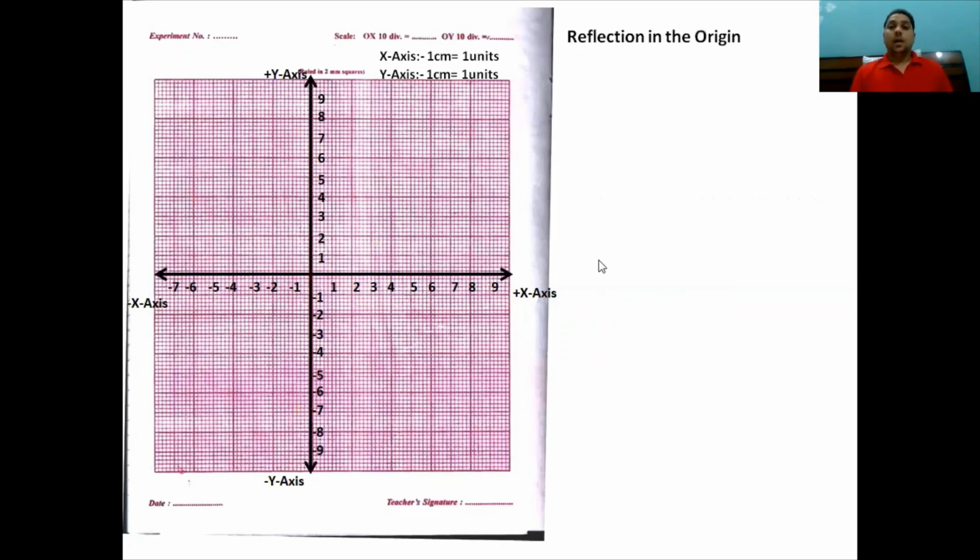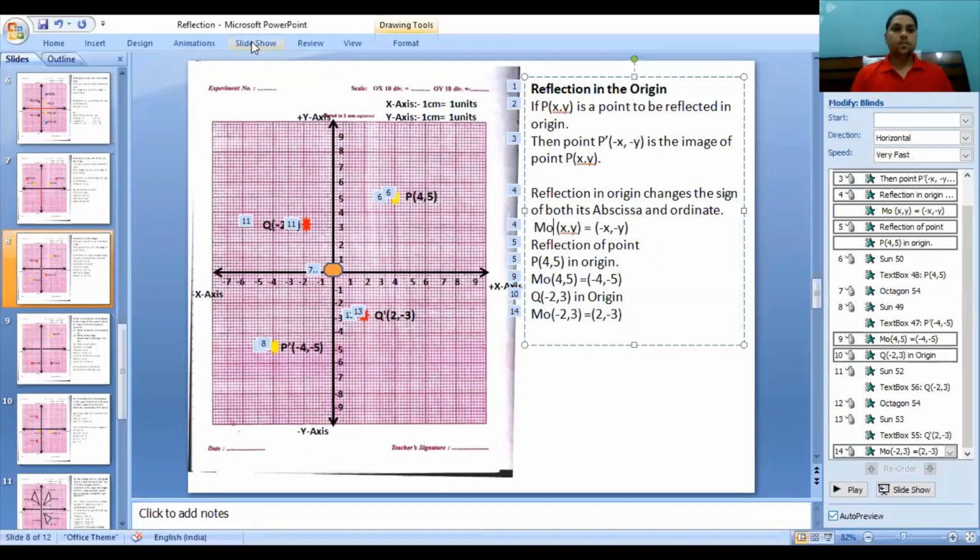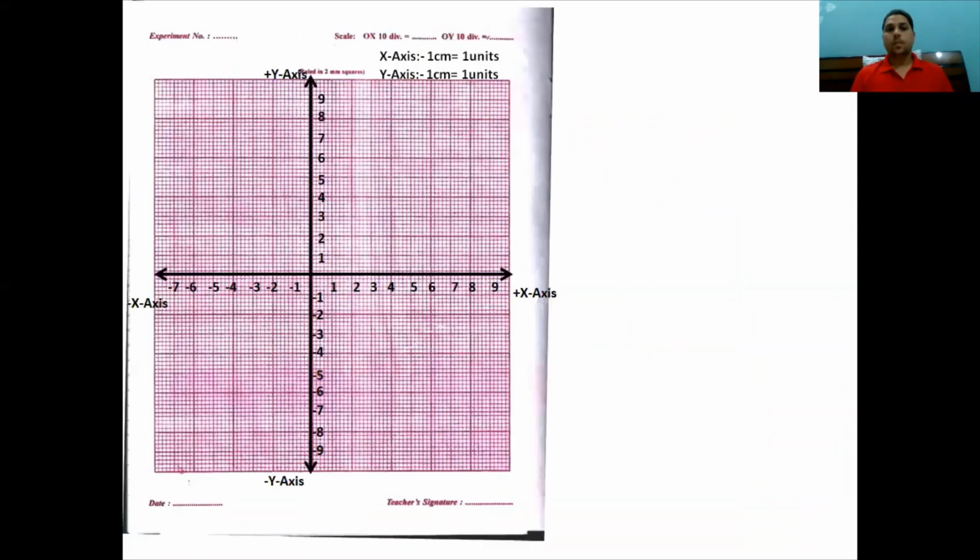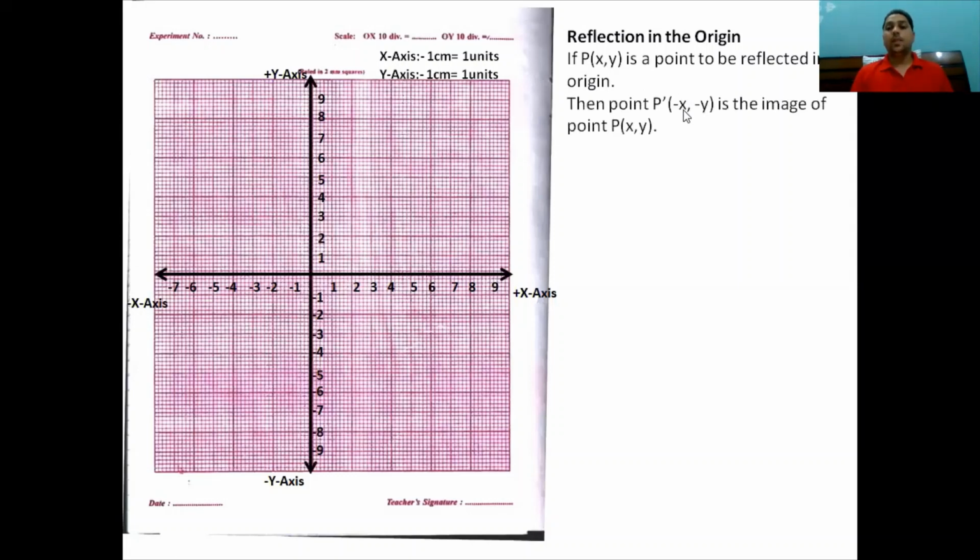Understand? Now the next main aspect is reflection in the origin. If (x, y) is a point to be reflected in the origin, in that case its image will be P dash (-x, -y). That means the abscissa is negative and the ordinate itself is negative.